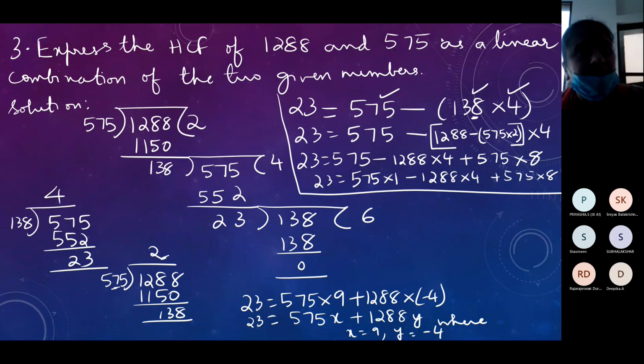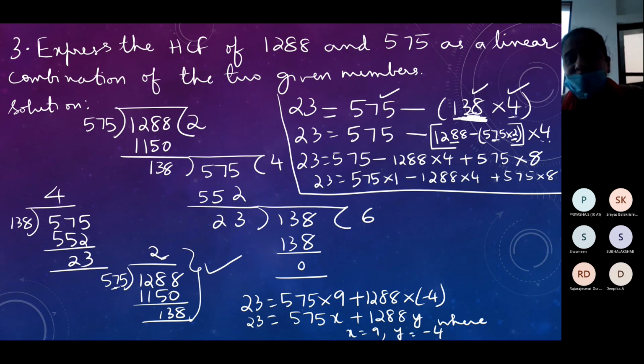23 is the remainder. And using the division algorithm, you can write the remainder as dividend minus divisor into quotient. So take that division portion separately and write the remainder as dividend minus divisor into quotient. And then in that line, see here, this is the remainder. Replace this remainder using this one. So it's 1288 minus divisor into quotient.